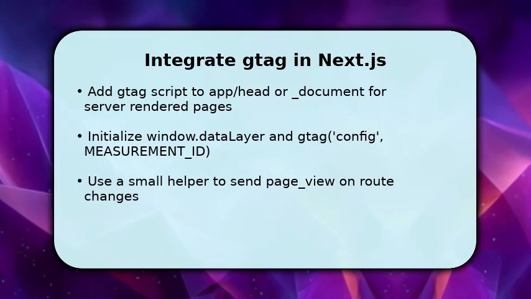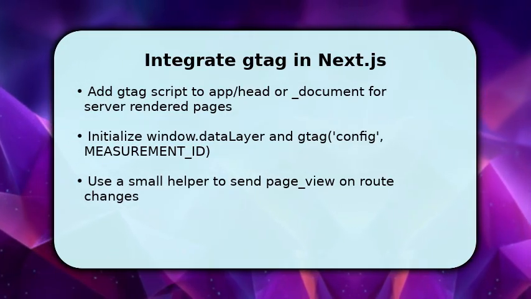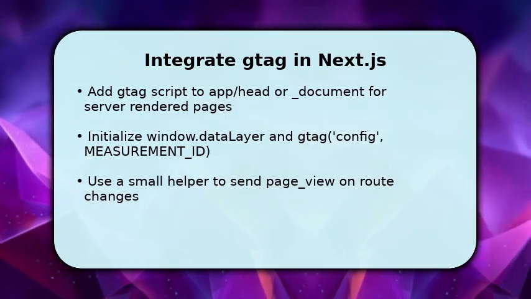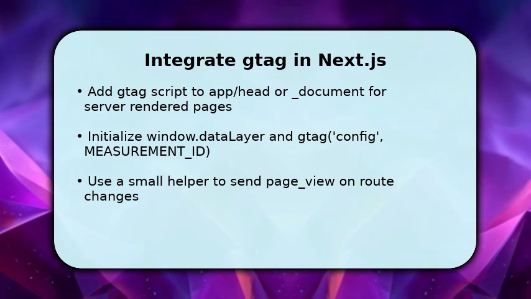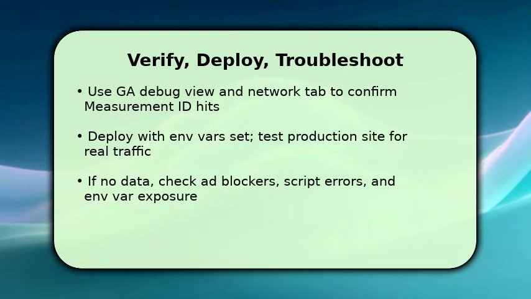Because Next.js is single page, add a routeChangeComplete listener to trigger a gtag page view on client navigation. This ensures accurate tracking. Finish by verifying data reaches Google Analytics using the debug view and browser network tools to see gtag hits and the measurement ID.